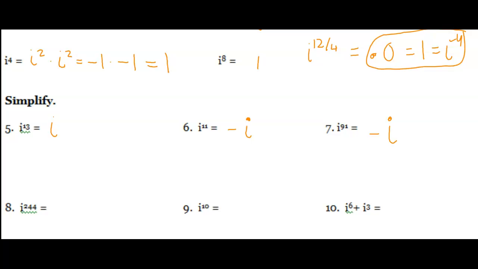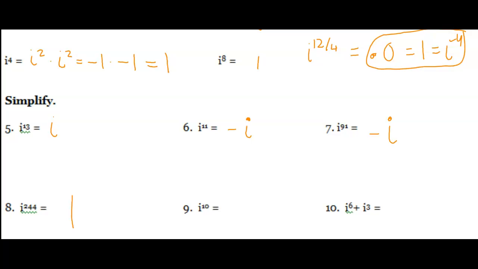Go ahead. Exactly. It's 61.0. My remainder is 0. Therefore, it is a power of 4. Therefore, it is equal to 1. It's also even. Remember, the evens are ones or negative ones. Odds are i or negative i. So you've got a 50-50 shot.